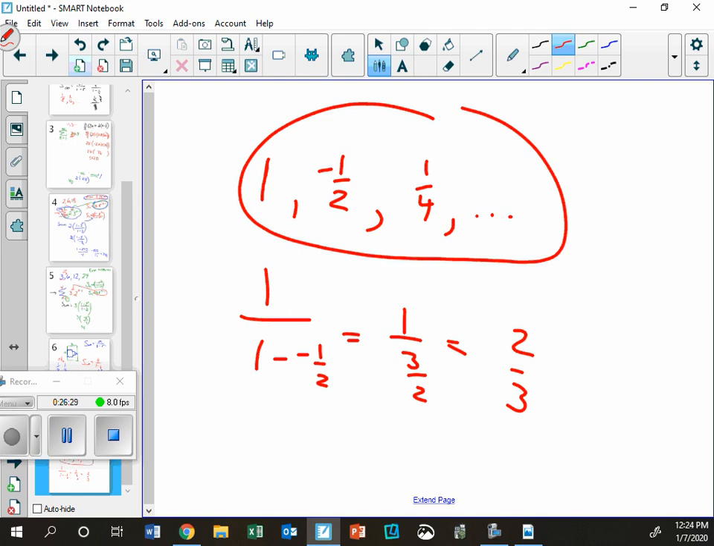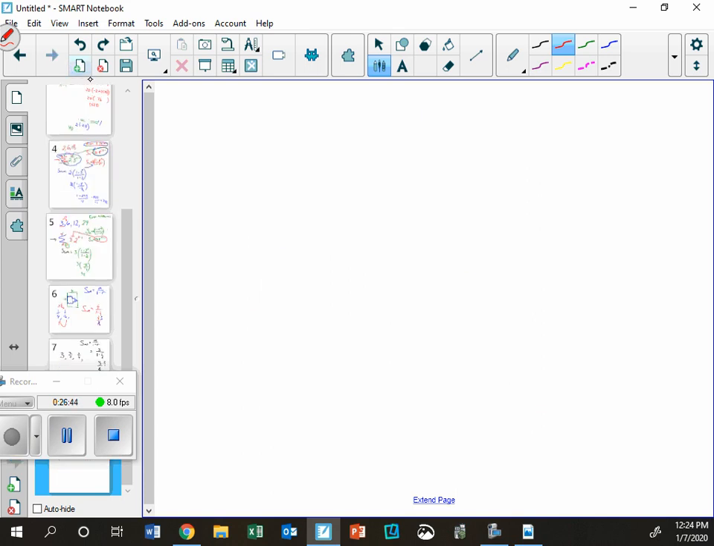So as long as r is between negative 1 and positive 1, r can even be 0, and it would work. If I multiply by 0 each time, I can have a finite sum. Pretty easy to tell what it adds up to. If I start with 6 and I multiply by 0 a whole bunch of times, what will it add up to? Okay. All right, so enough of that.